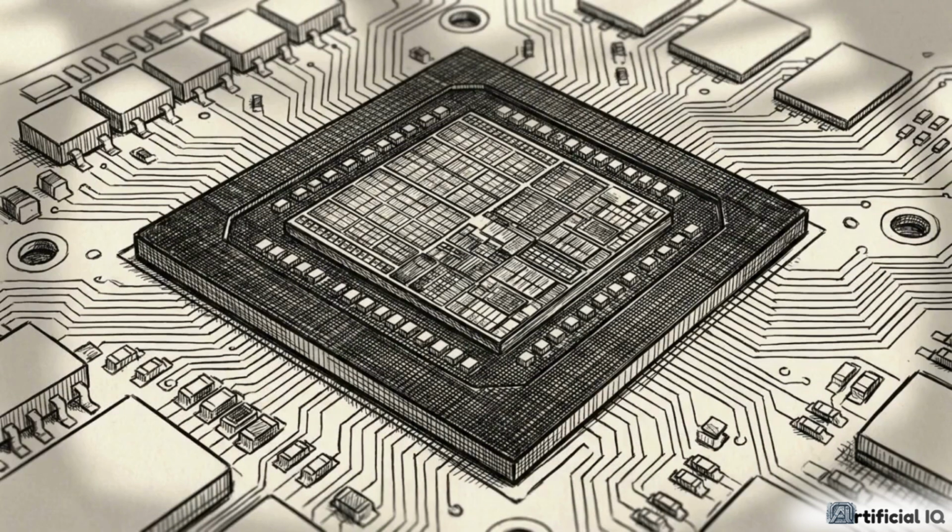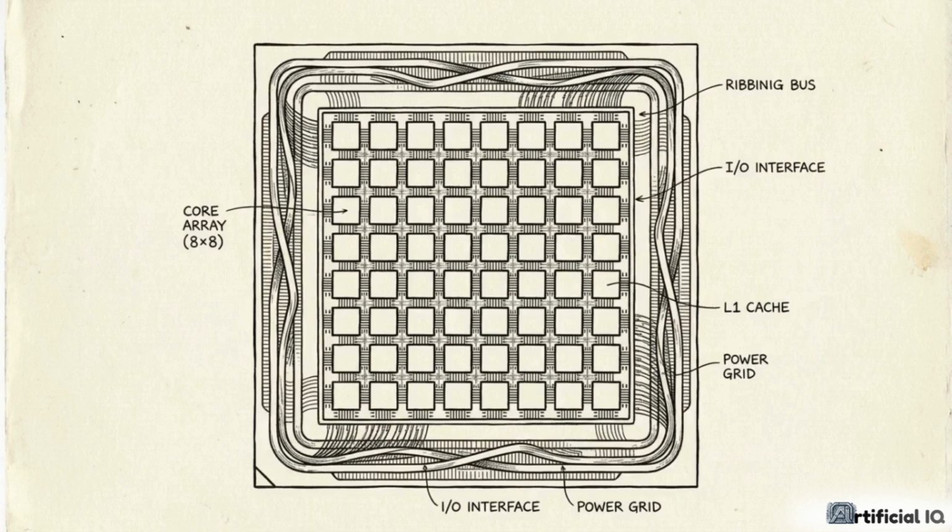We have to start with the physical constraints of a GPU. There is a massive discrepancy between the sheer processing power of the compute cores and the limited bandwidth of the high bandwidth memory, or VRAM, that surrounds them.